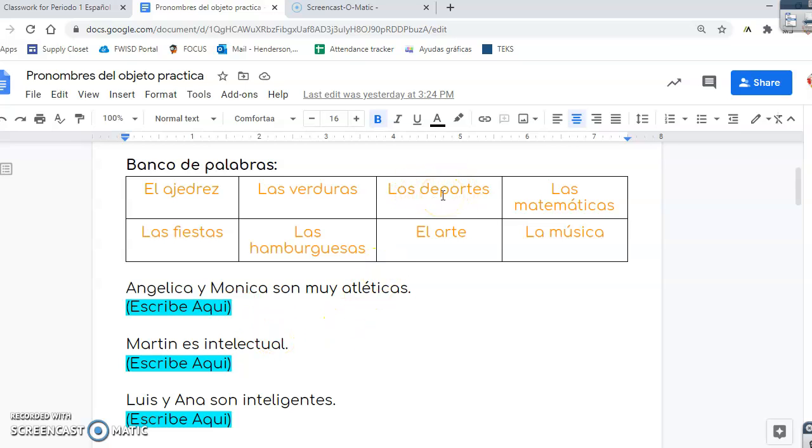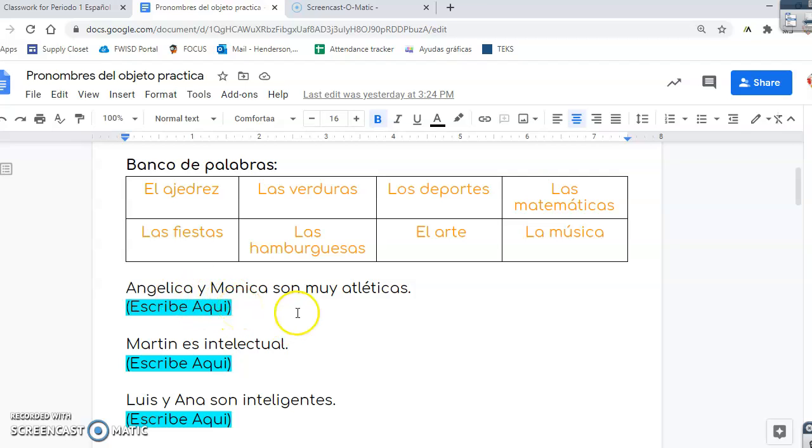All right. So you just look at the words. For this one, for example, there are a couple of things they could like. As long as it makes logical sense, you're fine. So you make your sentence. If you're naming them, you have to put an a before their name. So a Angélica y a Mónica.